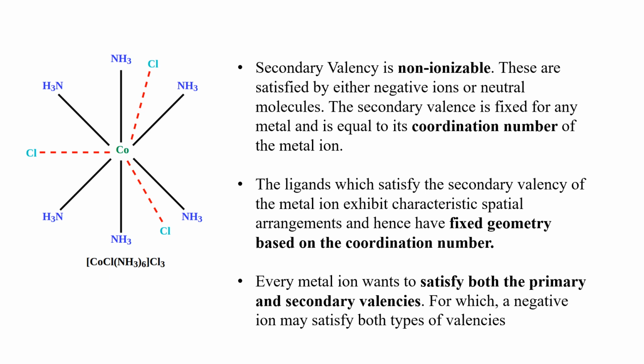Say, for example, in this case, the coordination number is 6. So what is coordination number? The number of pairs of electrons that is accepted by the central metal atom is called its coordination number.